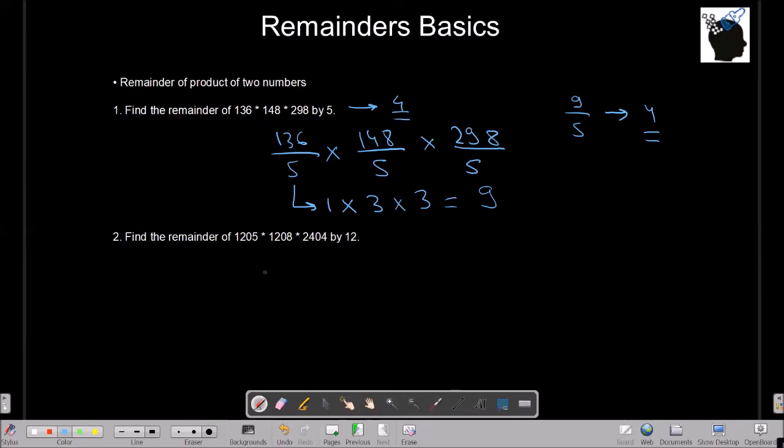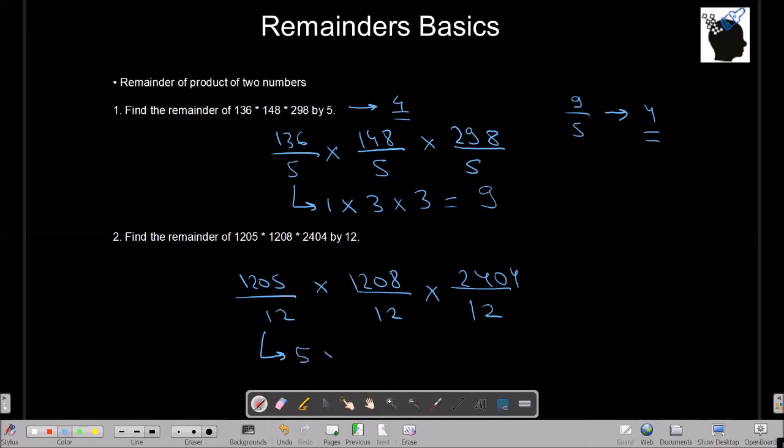Let's try the second one. So again I can write them separately. 1205 by 12 multiplied by 1208 by 12 multiplied by 2404 by 12. I know this remainder is 5 because 1200 is divisible by 12. The second remainder is 8 and the third remainder is 4. Now we can multiply all of them or we can multiply 2 together. So I'm going to multiply 8 into 4 together to have 32.